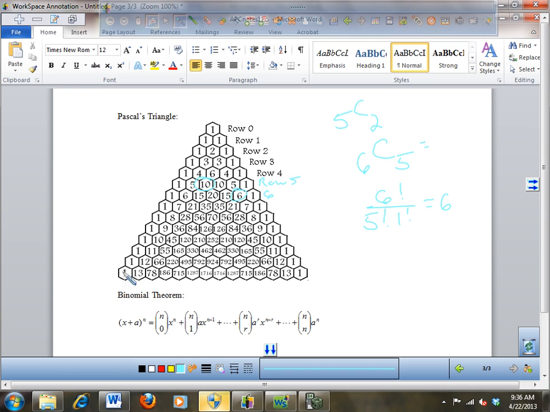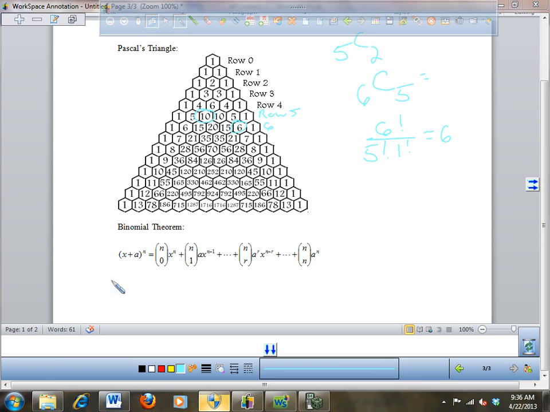Yes, sir? So does 6 combination 1 equal 6 combination 5? Yes. Very good. 6 combination 1 is equal to 6 combination 5. And 6 combination 2 is equal to 6 combination 4, and so on. So it is symmetric like that. Okay? So why do I need to know all that? Because you use it for expanding polynomials. Okay? So this is called the binomial theorem.